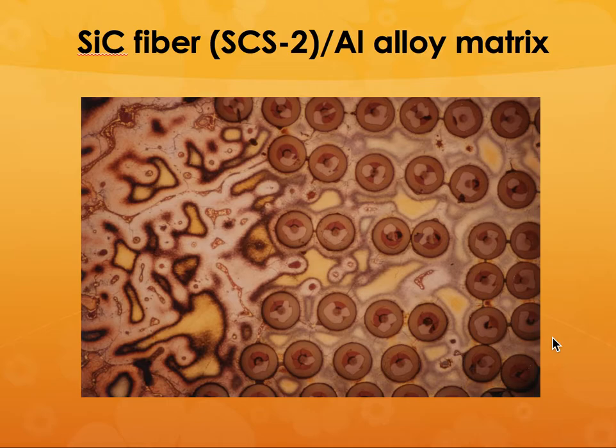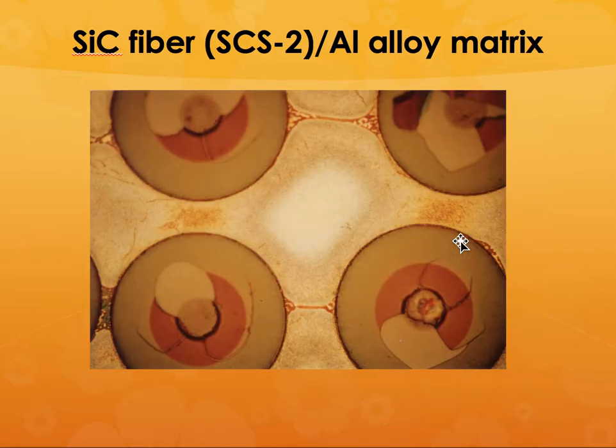So you can have silicon carbide fibers in an aluminum alloy matrix. The interesting thing is that these fibers are pretty large, so the effect of strengthening due to the fiber reinforcement may not be as apparent. So this is another picture of that.